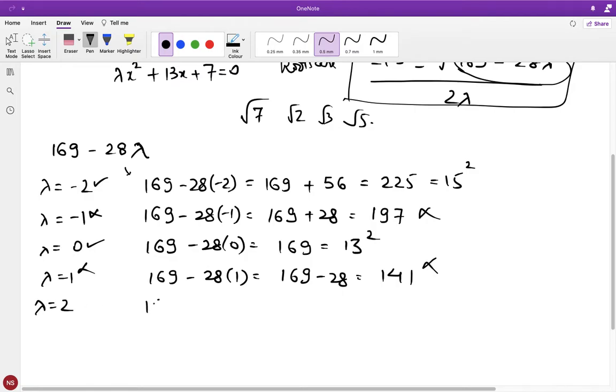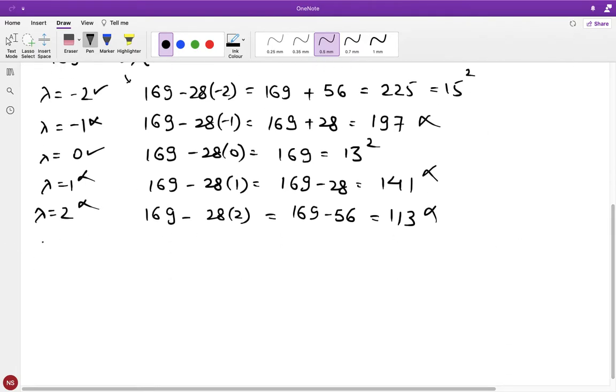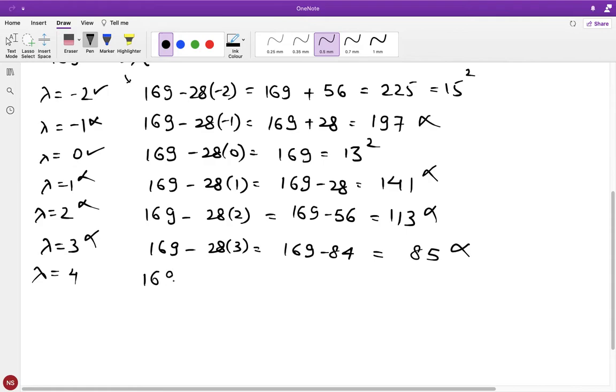Lambda is equal to 2. 169 minus 28 into 2 is 169 minus 56 is 113, not a perfect square. So this is a very easy problem. You just have to spend some time on it, right? So for lambda 3, 169 minus 28 into 3, 169 minus 84, this is 85, not a perfect square. Gone. Lambda is equal to 4. 28 times 4 is 112. If your maths is really good, you can just do it orally and save on time. Not a perfect square.